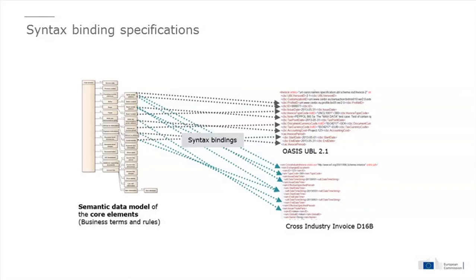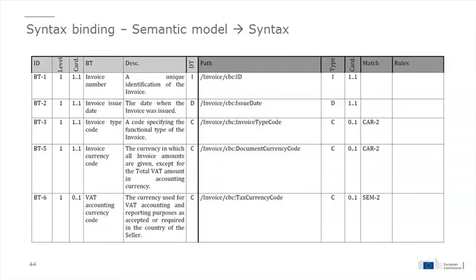And if we open up the technical specifications for the syntax bindings, the main part of the specification are tables like this. On the left side you have the business terms, the cardinality, and the description. And then on the right side we have the XPath, so that is the location in the XML document, and then the cardinality of the syntax, and also a comment where there are differences, since the semantics used by the syntax might in some cases slightly deviate from the European standards in the norm, then there are some clarifications.